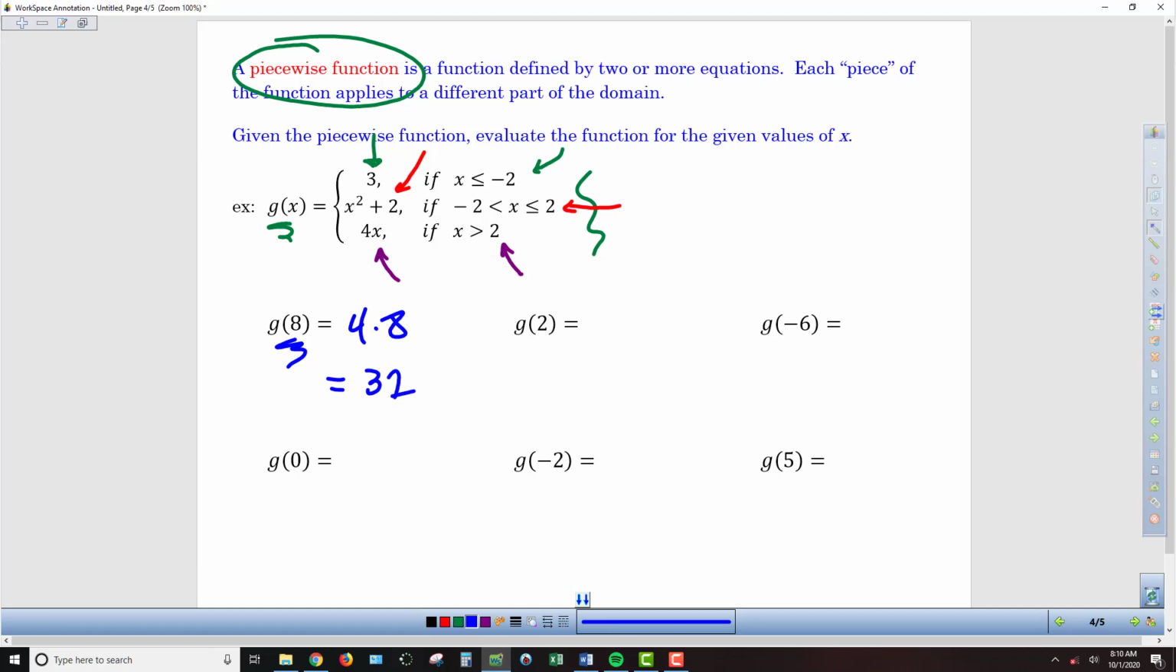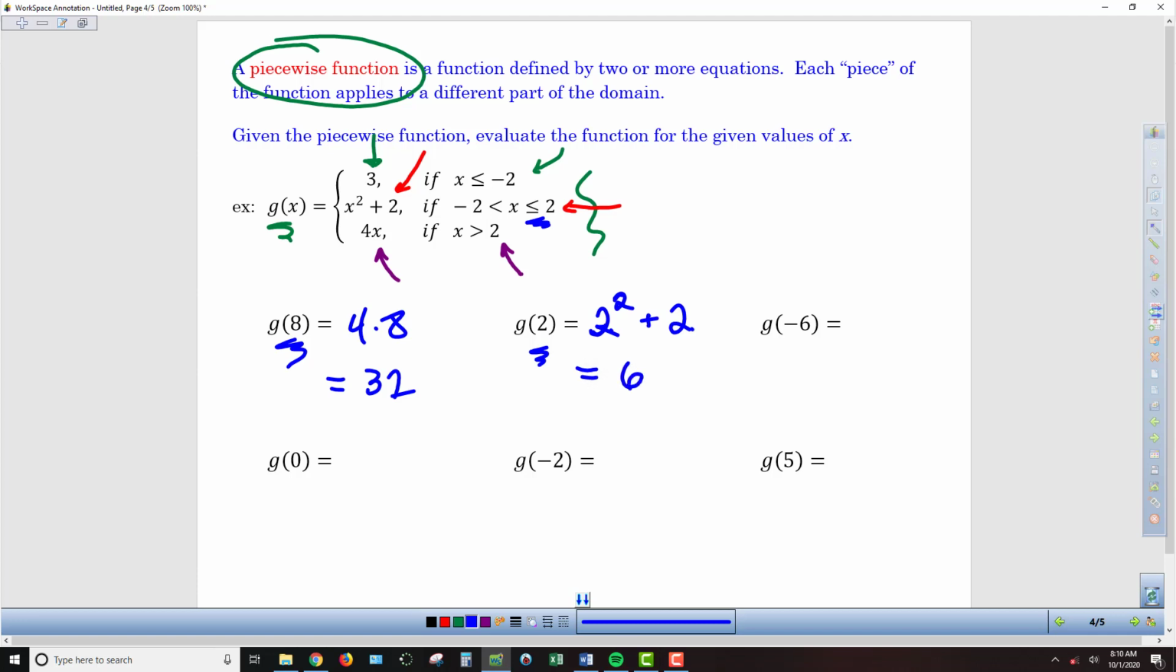If I go to the next example and I plug in 2 as my input, so now I see that that falls into the middle category. Remember, it's less than or equal to 2, so it's not in the bottom category, it's in the middle. So that means I'm supposed to use x squared plus 2 as my equation. So I'm going to do 2 squared plus 2. And so 2 squared is 4, 4 plus 2 is 6.